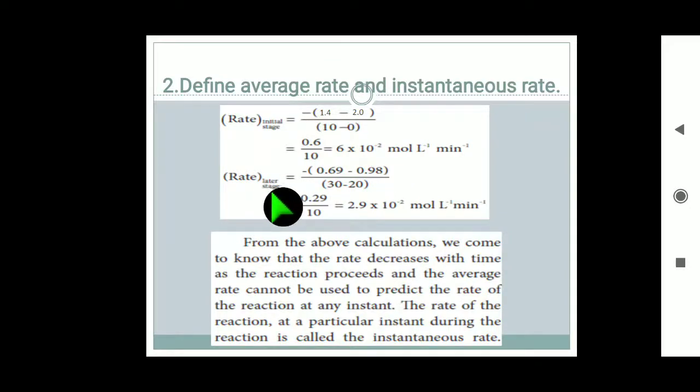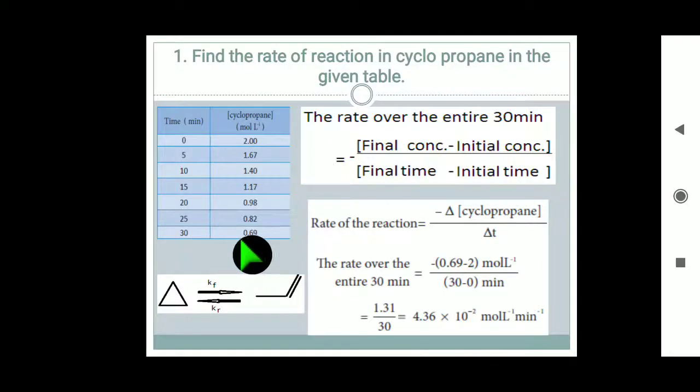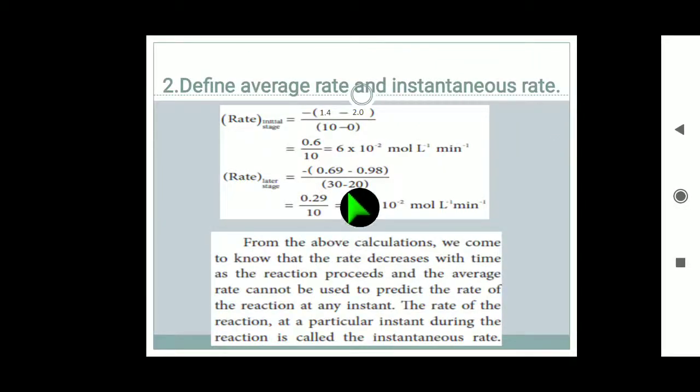Okay, likewise the last stage rate at 30 minutes, in the table it is given the concentration 0.69 and minus 0.98 at 20 minutes. Okay, just substitute and we can get it. The rate at the last stage is 2.9 into 10 to the power minus 2 mole per liter per minute. Okay, so from that we can get the average rate.